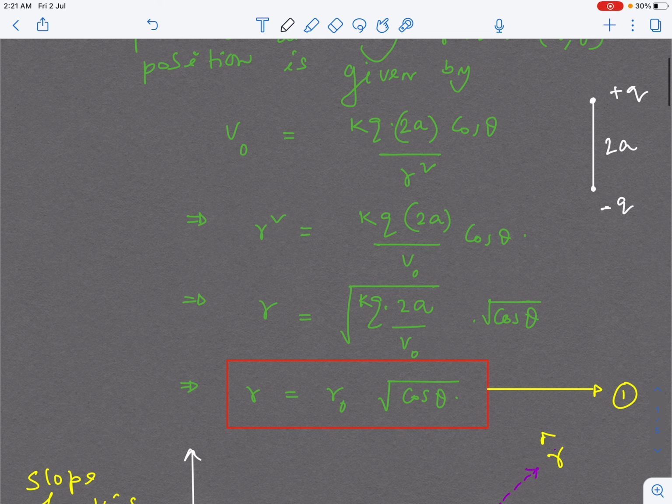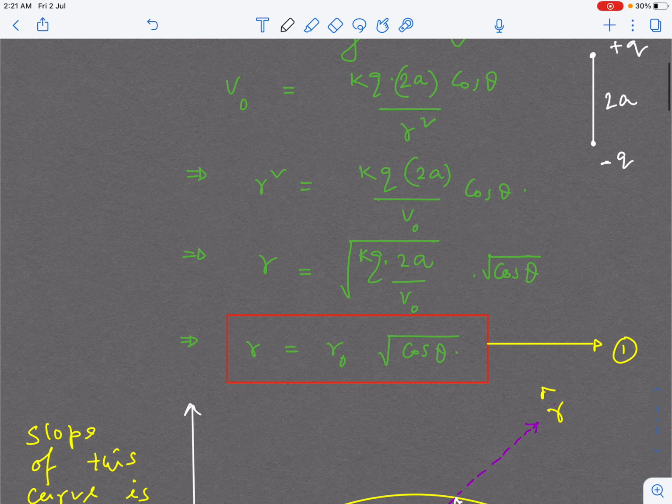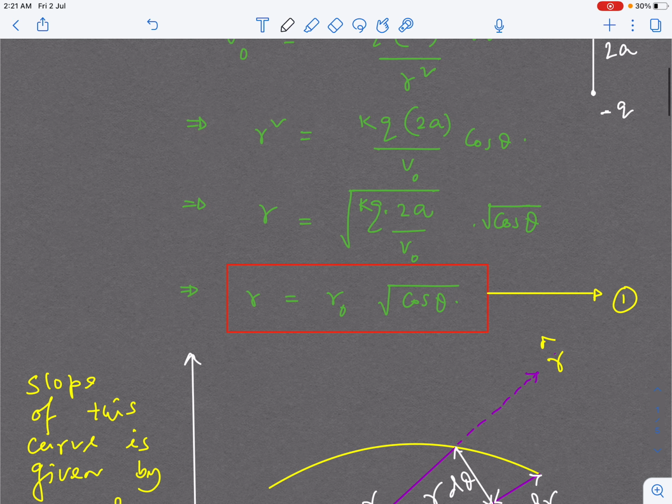So from there if I segregate r square, I will get kq into 2a divided by V naught into cos theta. So hence r is equal to root under of kq into 2a by V naught into root under of cos theta. So if you look at this particular term, this is a constant term, right? So that's why I have chosen this particular thing as r naught, right? And r is equal to r naught into root under of cos theta.